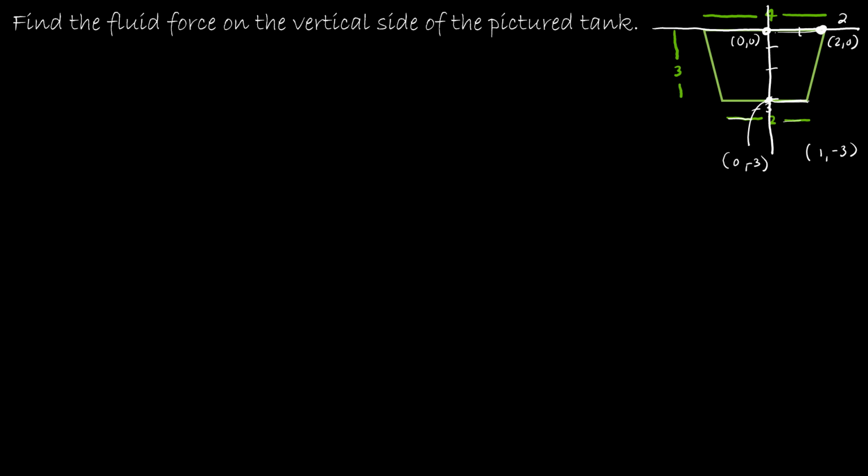Now we're still going to use the same formula, and I didn't specify that this is water, but we are going to use water on this one. So I'm going to recopy the formula, W from C to D of H of Y, L of Y, dy. And I'm still using water, so that's 62.4. And then based on my picture, I'm going from -3 to 0.